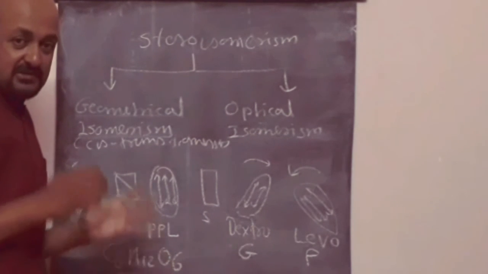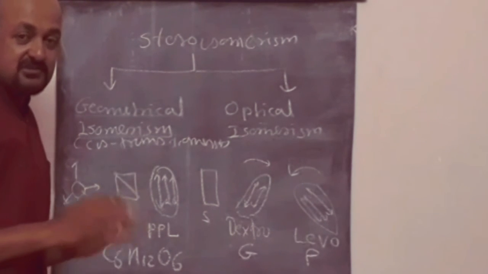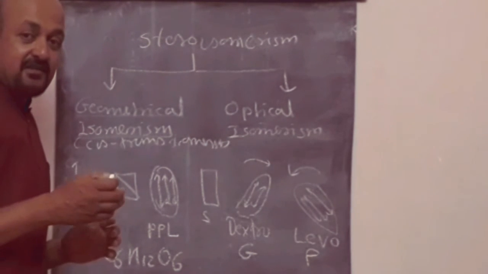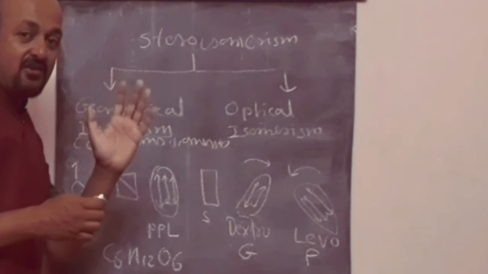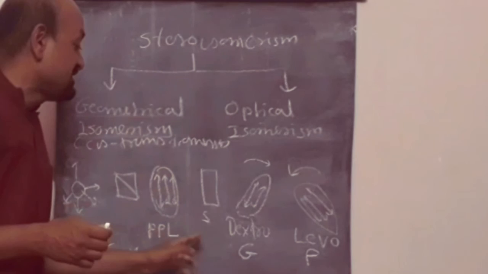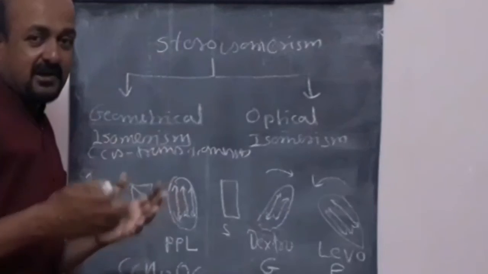Why is this so? As you know, that is due to the symmetry of these molecules. And whenever we say symmetry, it concerns the position of that plane or that group in space. That means these D and L forms are also stereoisomers.